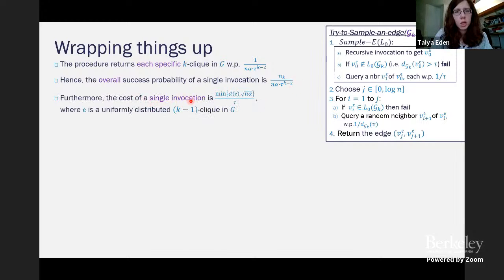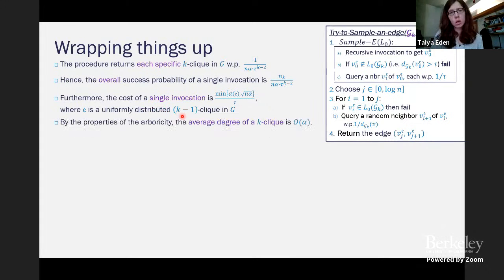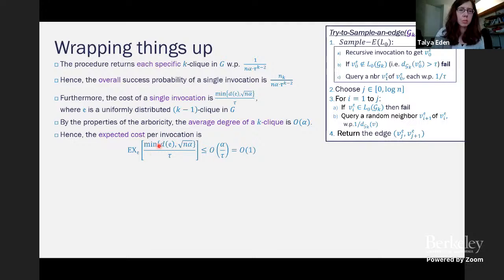Also, the cost of a single invocation, as we saw, is the minimum of d(E) and square root n alpha over tau, where E is a uniformly distributed k minus 1 clique in G. And by the properties of the arboricity, for every k-clique in the graph, if I take the expectation of this expression over all k minus 1 cliques chosen uniformly at random, I get that it is bounded by alpha over tau, okay? Just because the mean degree of a k-clique in the graph is at most alpha. So you get alpha over tau, which is O of 1.